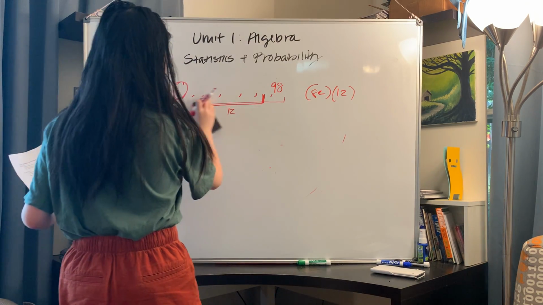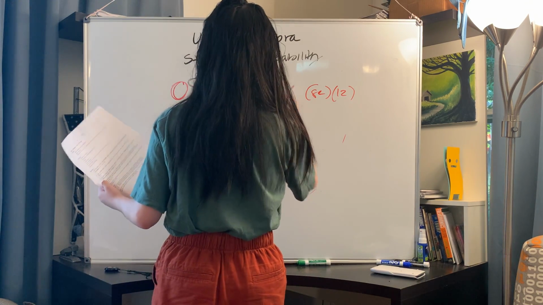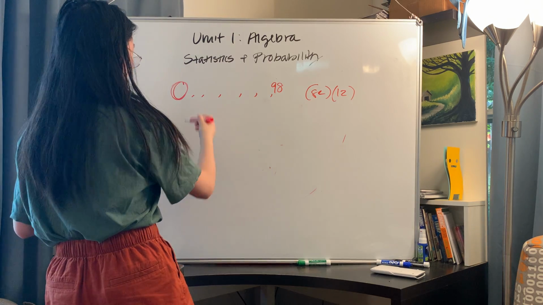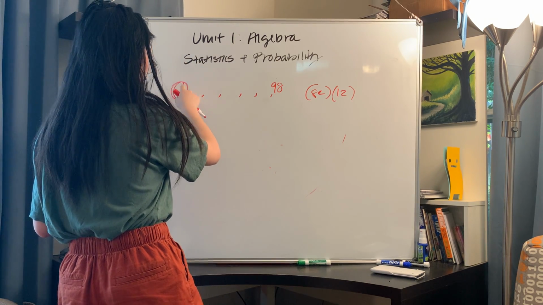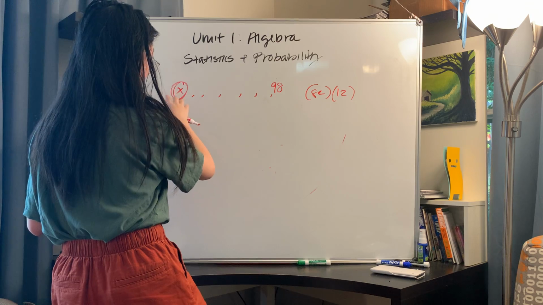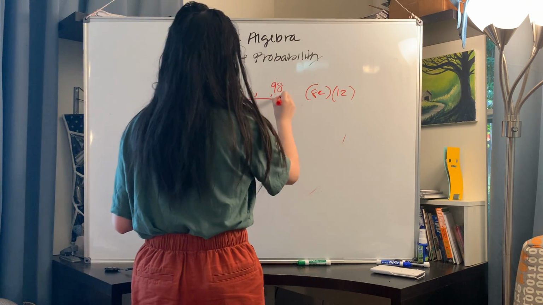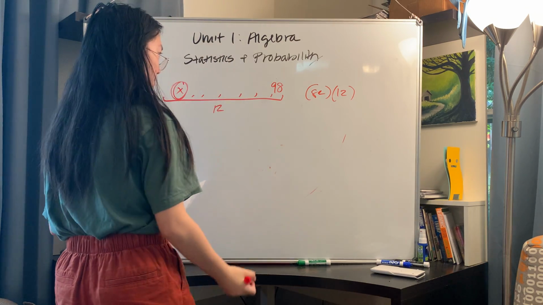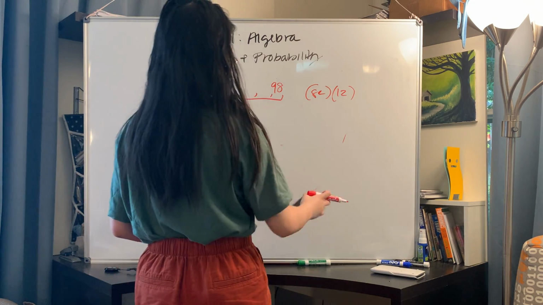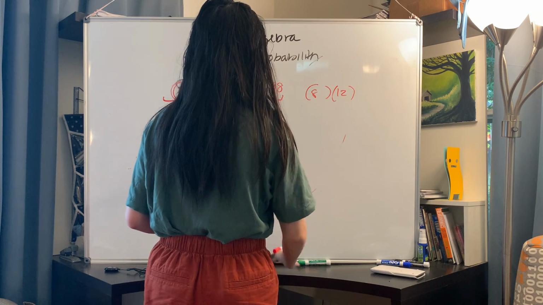Here, I'll try to redraw it. So there are 12 numbers here. I haven't represented all of them, but we know that there's a least number, we'll call that x. We have the greatest number, we know that's 98. And so in total, there are 12 numbers, and those 12 numbers add up to 12 times 82. I'll try to write a better 82.